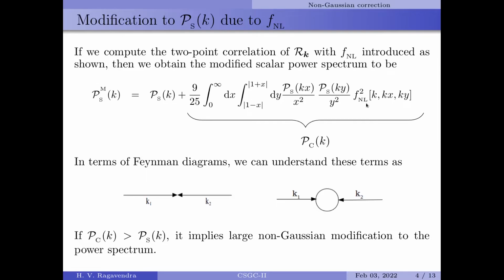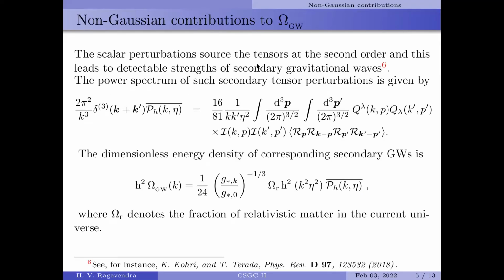Now I want to consistently account for this FNL in our omega GW due to the secondary tensor perturbations. So to do that, as mentioned earlier, these secondary gravitational waves are going to be sourced by the scalar perturbations, and that is clear when we look at the expression of the 2-point correlation of these secondary tensors, namely the PH of k in terms of the R k, as I have mentioned on the right hand side. So as you see, the 2-point correlation of secondary tensors is proportional to the 4-point correlation, because it is being sourced at the second order by the 4-point correlation of the scalar perturbations.